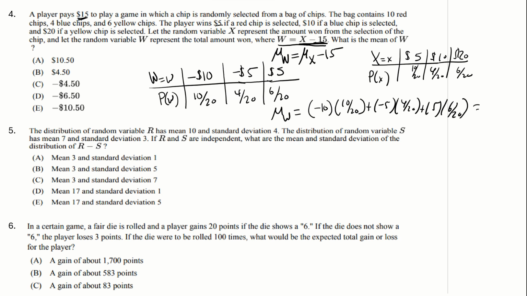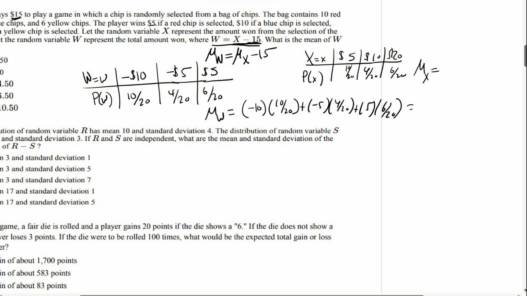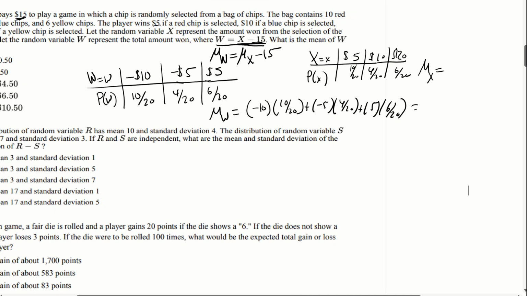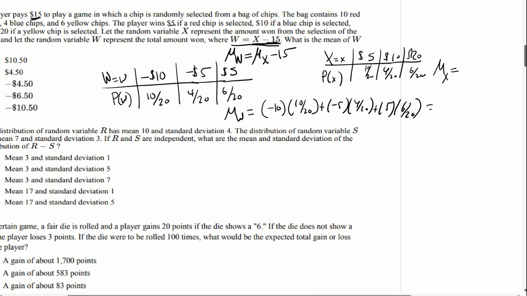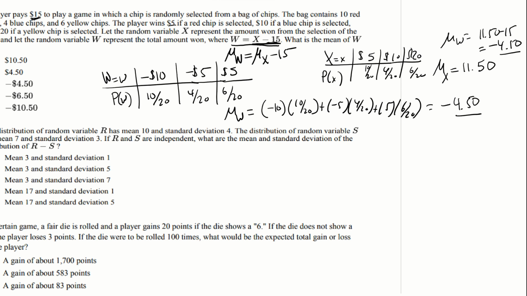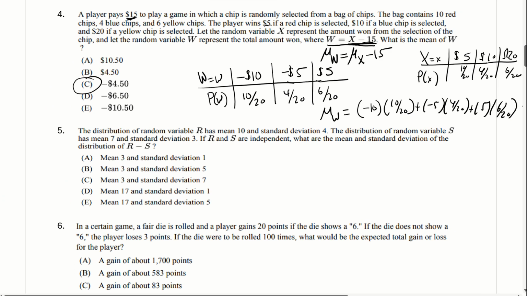Okay, and then you would calculate the mu x there. If you calculate the mu x, you will get about 1150, around there. And then you subtract that from 15, right? And you would get mu w equals that minus 15, which is -4.50, something like that. But in any case, if you did this, you would still get the same answer, right? -4.50, if you calculate it directly from there. All right, so the answer is C.